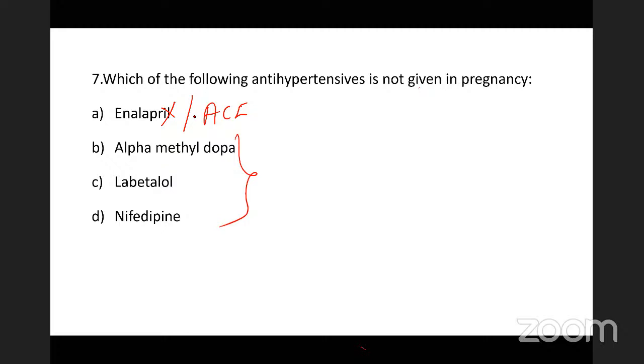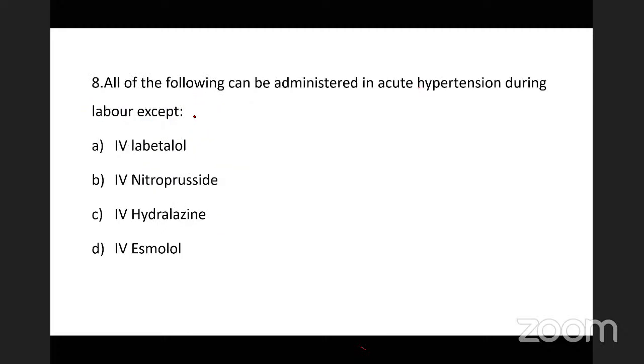So the answer is enalapril. All of the following can be administered in acute hypertension during labor, except, that is, pregnancy-induced hypertension. Nitroprusside causes release of cyanide ions, which are toxic to both mother and the baby. So we should avoid IV nitroprusside. Other drugs can be given safely IV, not nitroprusside.